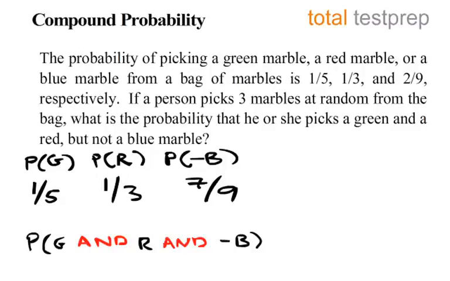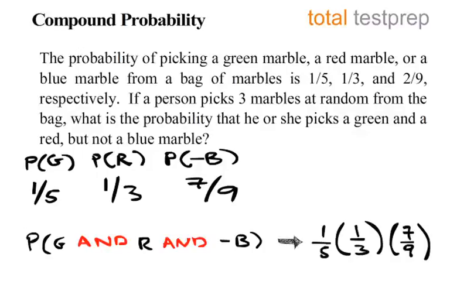Since we want a probability of green and of red and of not blue, we're going to multiply those together. So we're going to do 1/5 times 1/3 times 7/9, which comes out to 7 out of 135. Here we're always replacing the marbles once we pick them.